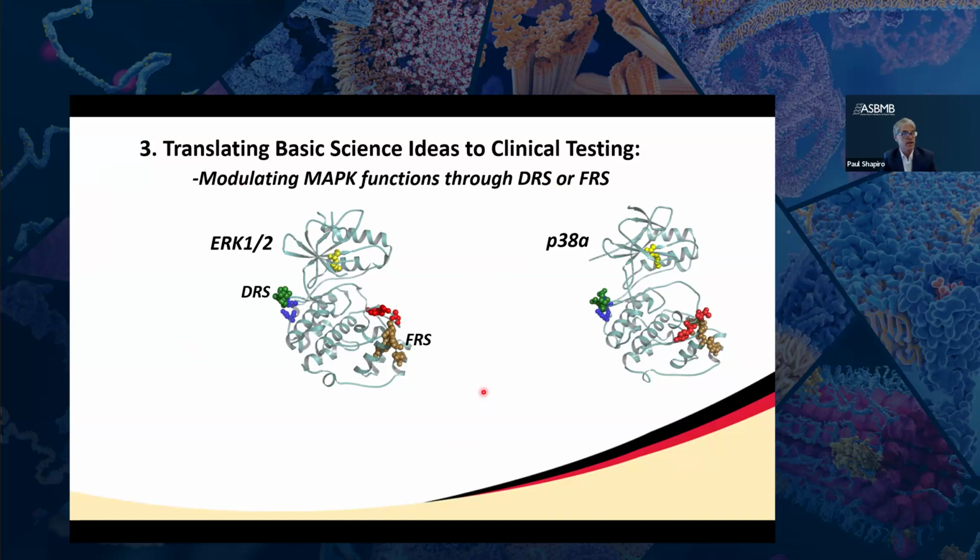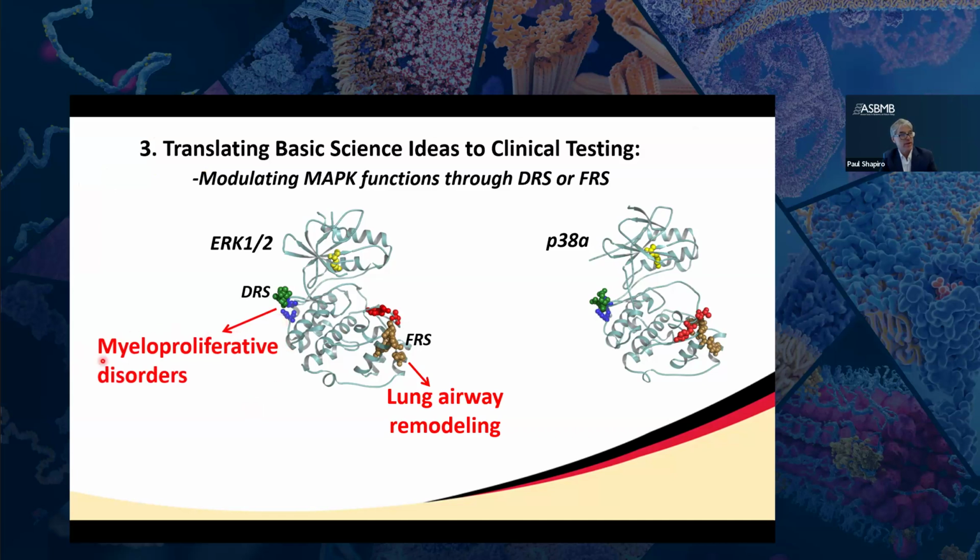And so just for your reference, I'll talk a little bit about ERK and a project that we have on preventing smooth muscle cell proliferation related to asthma or lung airway remodeling through developing compounds that target the F recruitment site, a project that I have with a collaborator on myeloproliferative disorders with compounds targeting the D recruitment site. And then I'll end with talking mostly about targeting P38 alpha and the D recruitment site on that enzyme and in treating inflammatory disorders. And this is the project that has been taken into clinical trials.